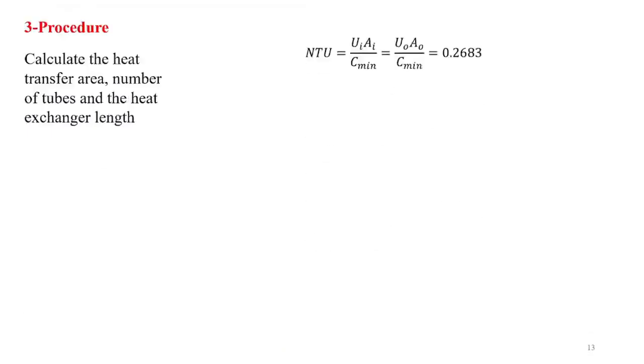Now, with this value, and since we know NTU, because we calculated NTU at the beginning of the problem solution, we can use this and U_i, which we have found as the overall heat transfer coefficient, and we know C minimum. So you can calculate the heat transfer area for the flow inside the tube, which is going to be 19.1. Also, you can calculate the area based on the outside surface if you want to.